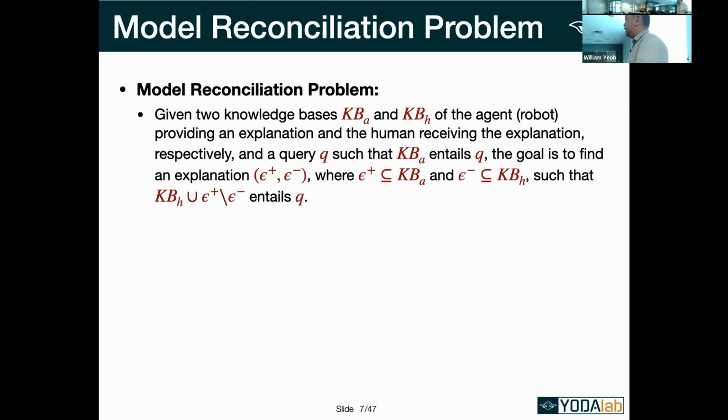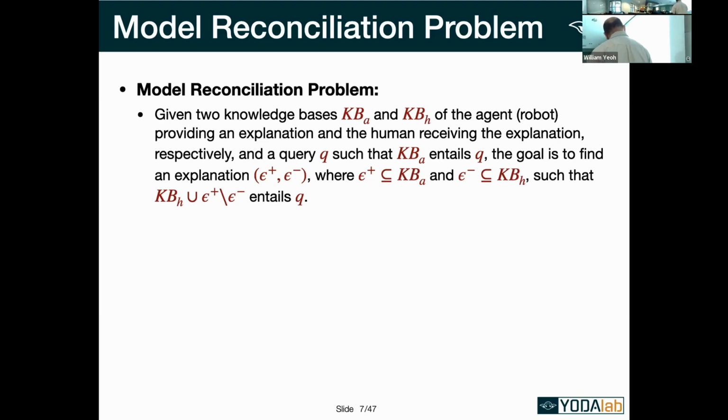So in the structure of knowledge base, is it explicitly like a list of facts? Like what if it is some sort of neural network or something like that? Yeah. So in the problem formulation itself, it doesn't matter. It could be a list of facts or it could be a neural network. The work I'm presenting over here assumes that it is a list of facts. Any other questions? All right.